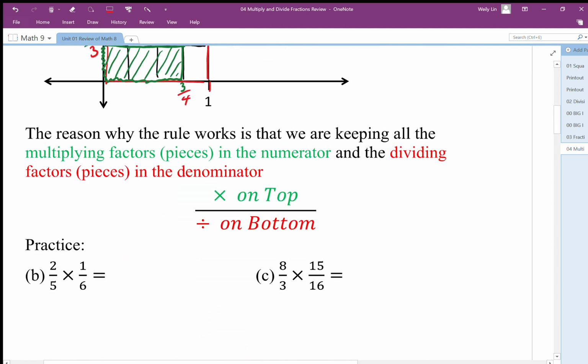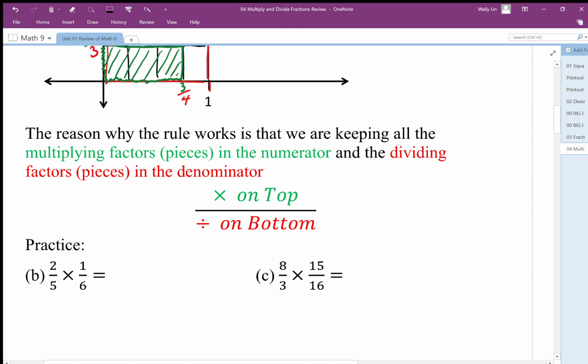So another reason why this rule works is that when we talk about fractions, we talk about times on top, divide on bottom. So any factor on the bottom is a dividing factor, any factor on the top is a multiplying factor. And we just keep all the multiplying pieces in the numerator, and if it's in the bottom, it's all the dividing pieces, and we can combine all the dividing pieces in the denominator. So we're just basically keeping all the times pieces on top and all the divide pieces on the bottom.